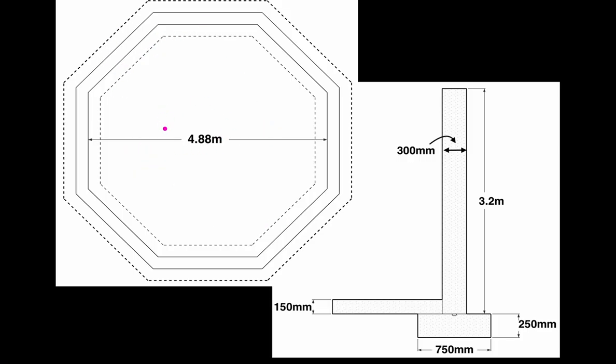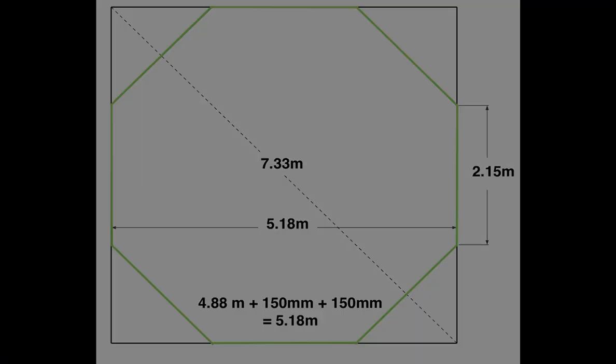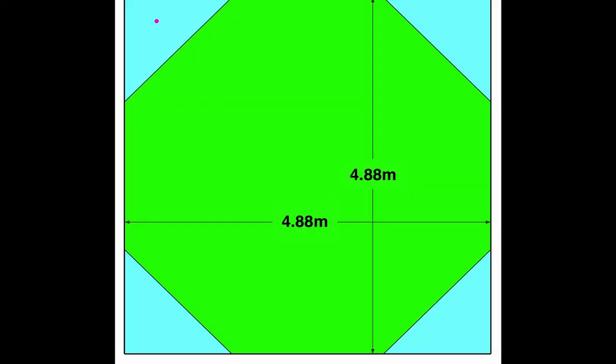Now that 4.88 is the actual inside diameter, okay? And so like we said, we're going to treat this like a square, right? Now the interesting thing is, if you treat an octagon like a square, what we have to do is then just cut the corners off.